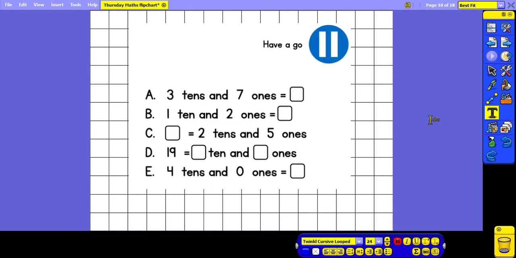Now this time we have been given some word problems and we've got to work out what number is represented. So for the first one, it says 3 10s and 7 ones. So what number does that represent? And so on. And some of them, like question C, are the other way round. So don't let them catch you out. Pause the video and have a go.